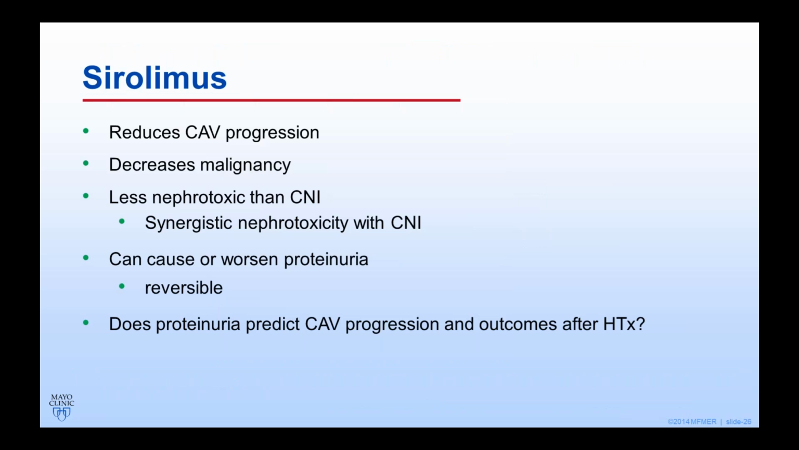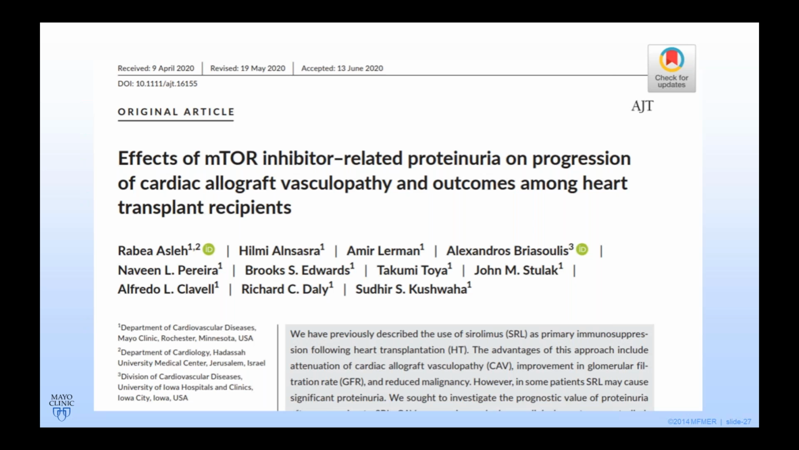So sirolimus reduces the progression of coronary allograft vasculopathy. It decreases the risk of malignancy. It's less nephrotoxic than calcineurin inhibitors, but it can cause or worsen proteinuria. This may be reversible, but the question is, is the proteinuria a marker or a predictor of patients who are going to have more progression of their coronary graft vasculopathy and poorer outcomes? Which brings us to the paper from today.